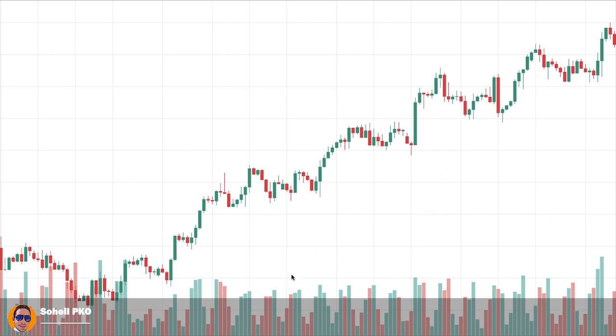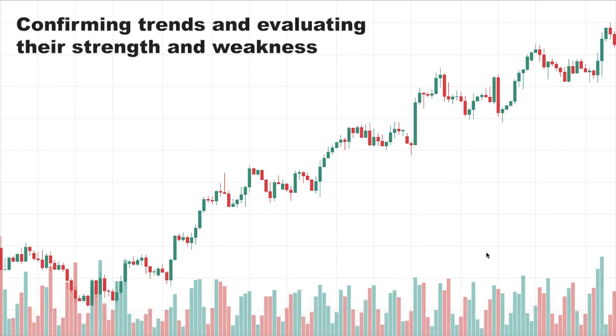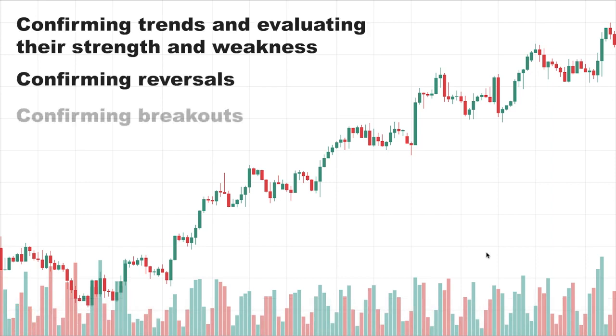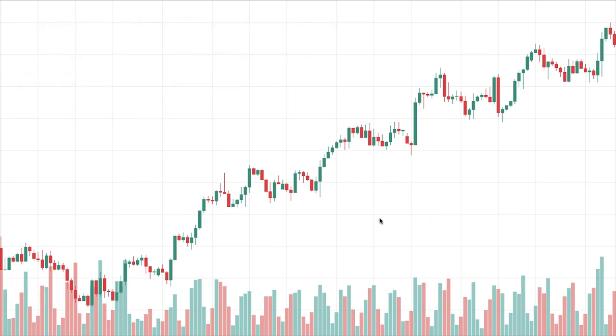Generally, volume is used in three ways: confirming trends and evaluating their strength and weakness, confirming reversals, and confirming breakouts. Let's go through each of them in detail with examples on the chart. As I just said, we can use volume for confirming trends and evaluating their strength and weakness.